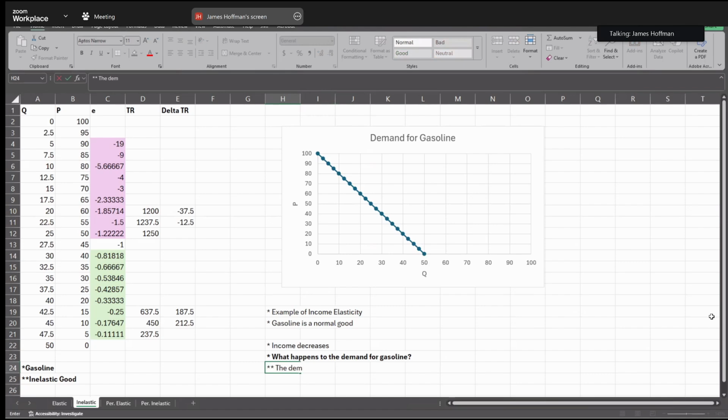The demand for gasoline would decrease or shift to the left. Okay.